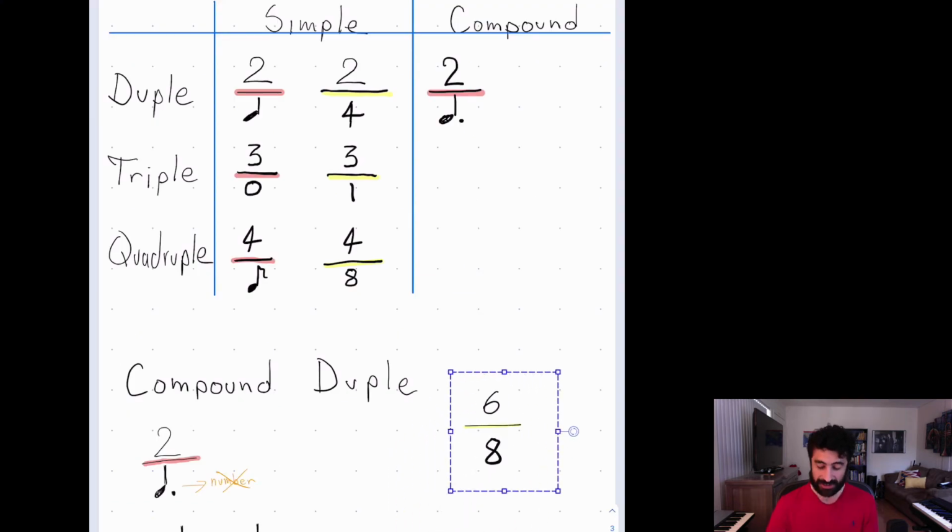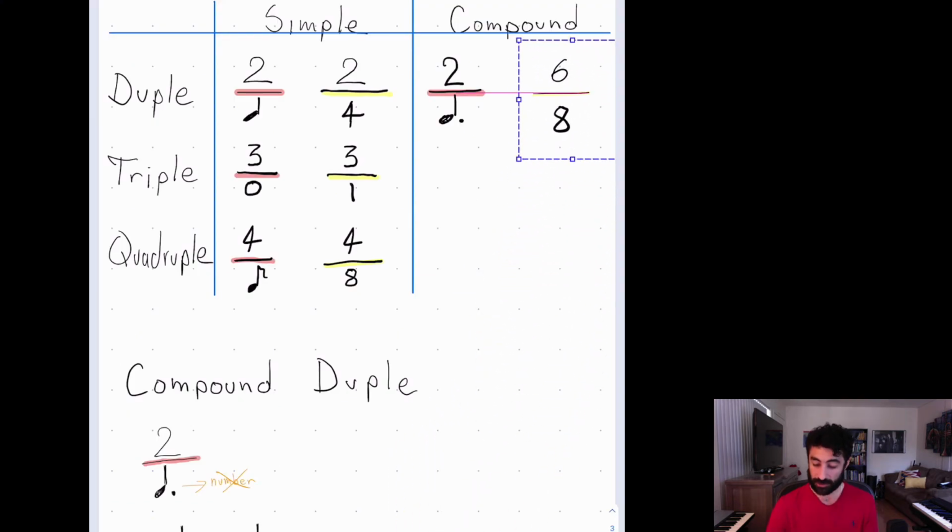So this is how a time signature looks on a piece in which each measure has 2 beats and each one lasts for a dotted quarter note that is subdivided into 3.